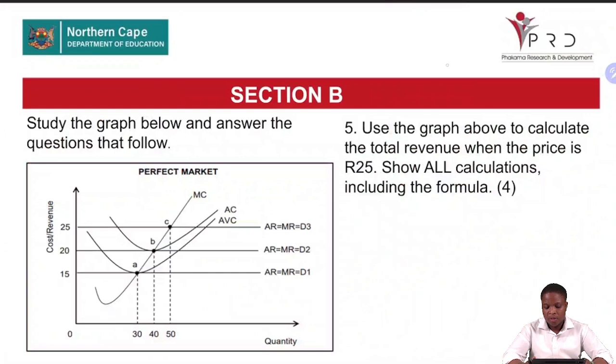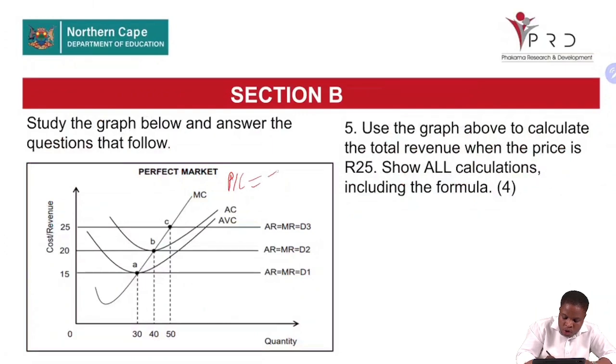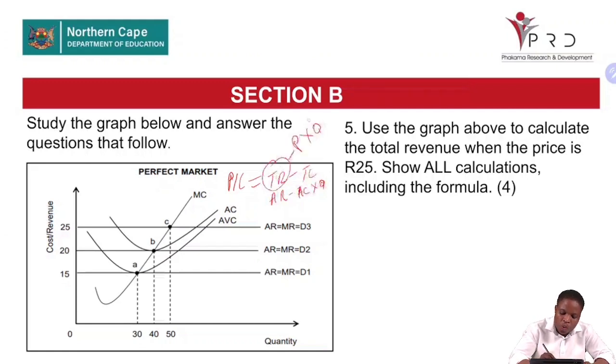Right, question number 5, it says use the graph to calculate the total revenue when the price is 25 rand. Show all the calculation. Right, so you are calculating the total revenue. You are not asked to calculate profit or loss. When you are asked to calculate profit and loss, you can say profit and loss is equal to TR minus TC, or you can use AR minus AC times Q. However, here you are only asked to calculate the total revenue. How do you find total revenue? You take P times Q. When you say P times Q, you get total revenue.